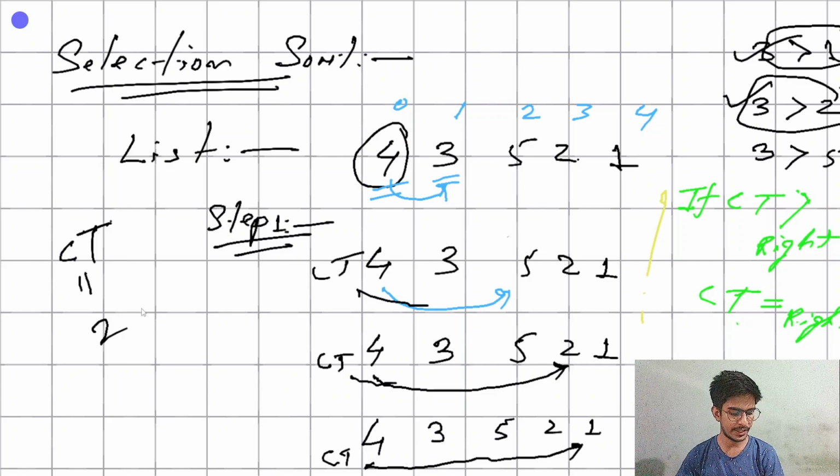So now CT will be updated to 1, right? So this is the first loop. This is step 1. In step 2, it will go to the next index.